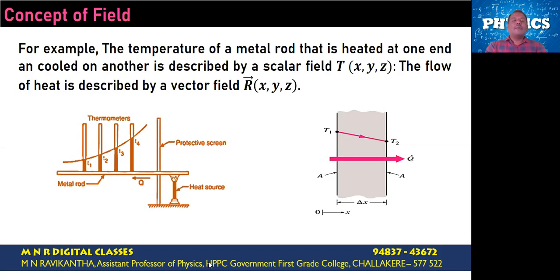Similarly, if we consider the amount of heat that is flowing across the rod, then it represents the vector field, represented by r bar (x, y, z). Here it is clear that T1, T2 are the temperatures at two different points. Each point represents a scalar point function, and the corresponding field is called a scalar field. Similarly, the quantity of heat that is transferred from one end to the other end represents the vector field, represented by r bar (x, y, z).